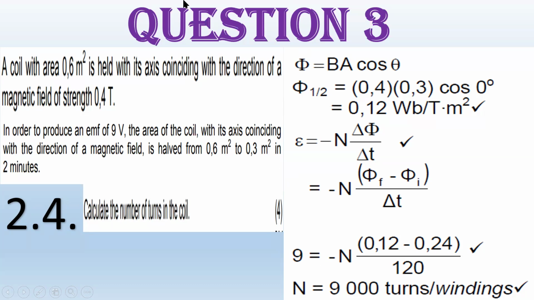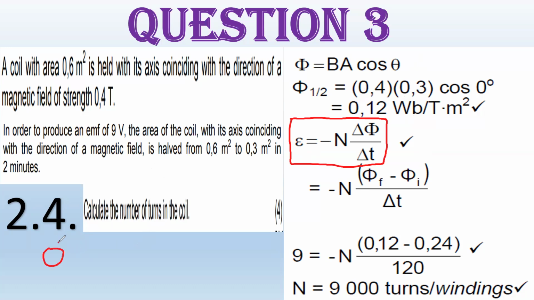All right, so now we are calculating the number of turns. First of all, we are choosing this formula: EMF equals negative N, where N is the number of turns, times the change in flux over delta t. What is the change in flux? Final flux minus initial flux. The initial flux we already calculated in question 2.3.